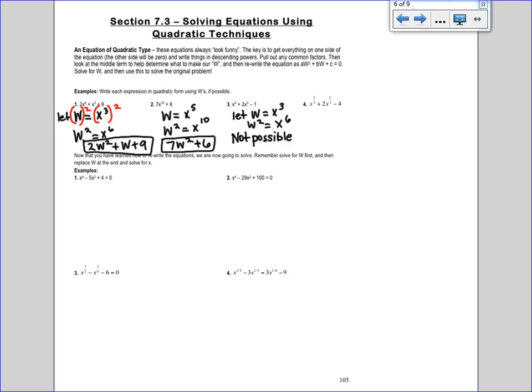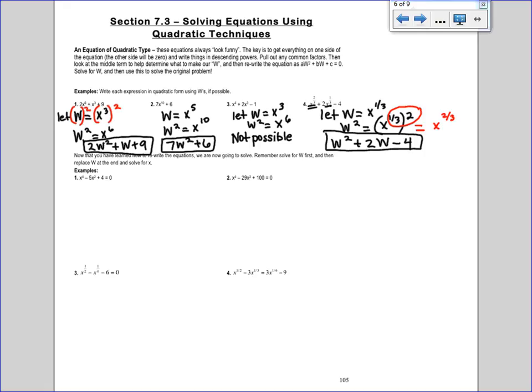Right. The next one, we're going to let w equal x to the 1/3. Now, a lot of people say, well, why don't you let it be 2x to the 1/3? You don't want the whole term, you just want the x raised to the power. So when I square, this is a tough one to see at first. With a power of a power, we can multiply the exponents, so that's going to be x to the 2/3. Okay, so that means I have x to the 2/3, which was w squared, plus 2x to the 1/3, so 2w, minus 4. And now that is an expression of quadratic type.